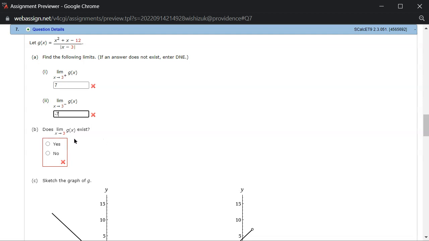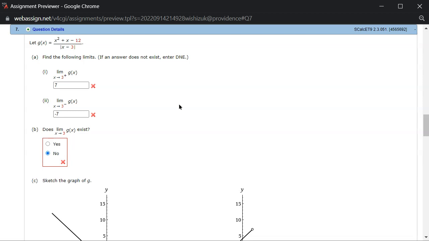Part B is very simple because the right-hand limit and the left-hand limit give you different numbers. So we know that the two-sided limit cannot exist. So does the limit exist? The answer is no.